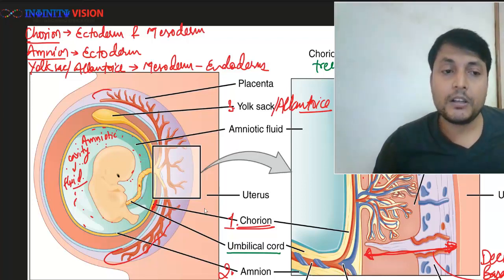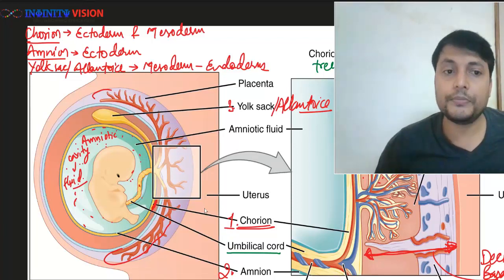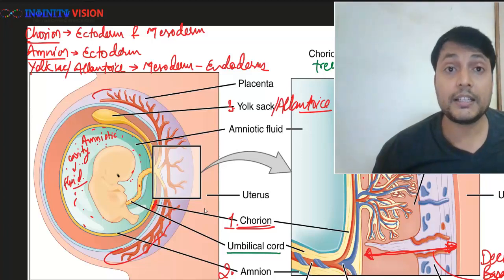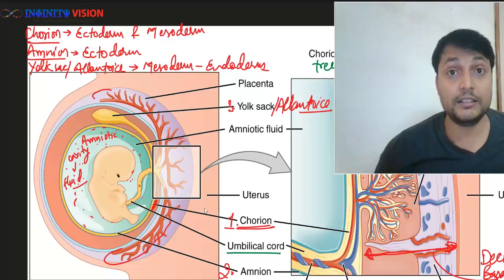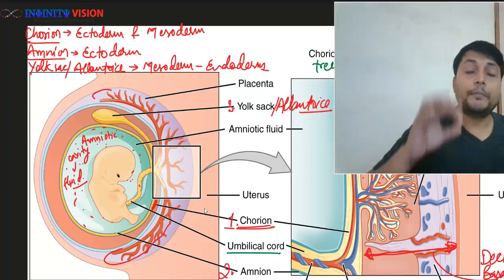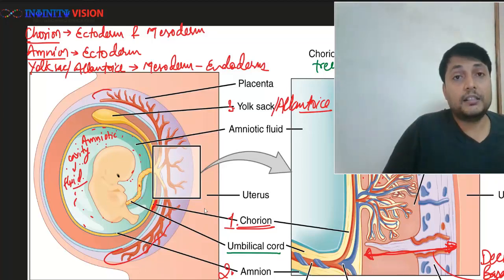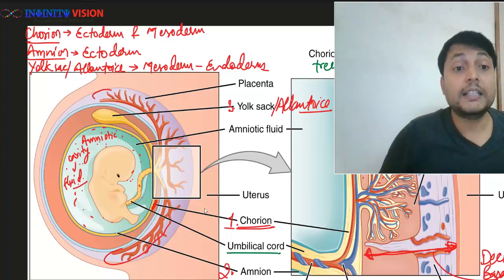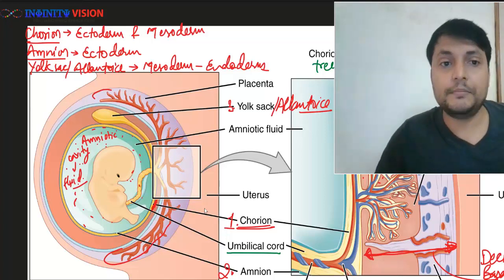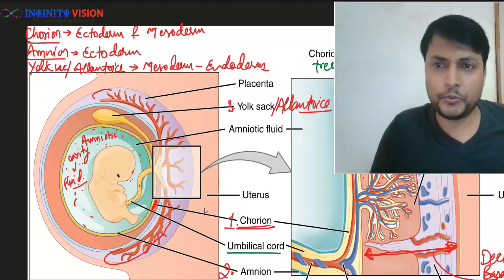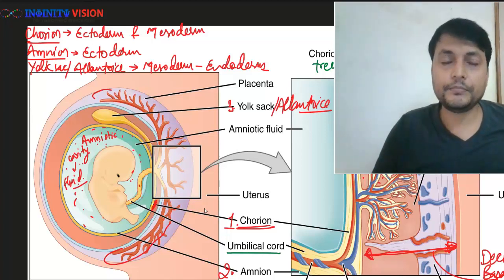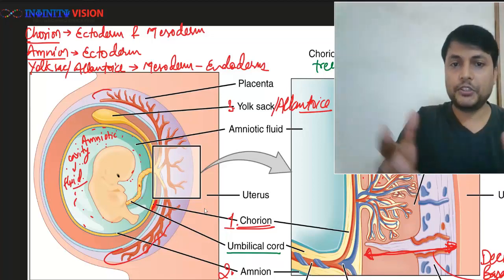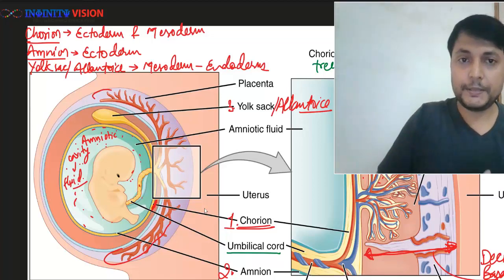This amniotic fluid contains some of the cells of the growing fetus. By analyzing those cells of the fetus, we can actually detect if the fetus has any genetic disease or not. So the main function of amniocentesis is the diagnosis of any genetic, hereditary or metabolic diseases before childbirth. It is usually done around 3 months. Great. So these are the functions of the extraembryonic membranes.